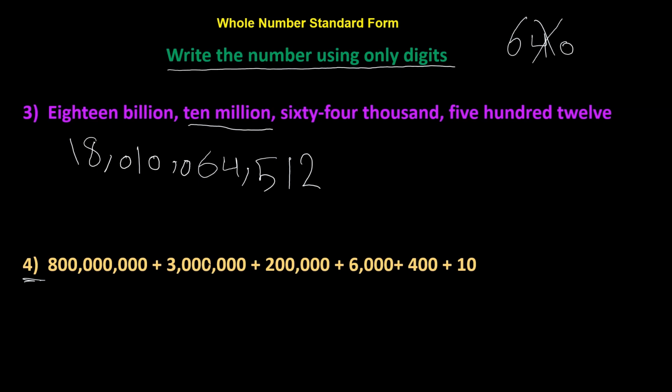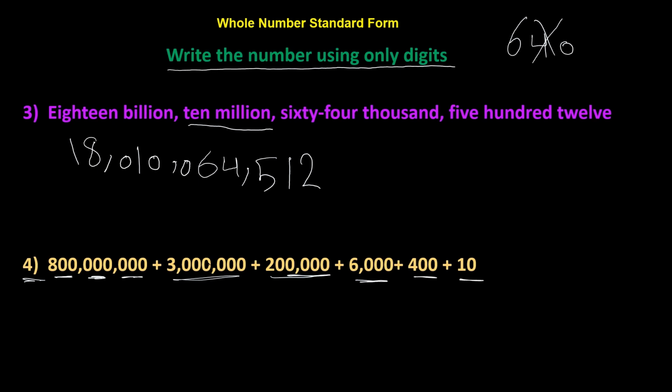Let's go to last question here, number 4. This number is in expanded form, and you have to write it in standard form. That means you will collect this number. And let's check it. Here you have 800, yes, sure, it's 800 million. Why? Because here you have 3 periods. Inside each period you have 3 digits. This is period number 1 for units, this for thousands, and this for millions. Plus 800 million, then plus 3 million, plus 200,000, plus 6,000, plus 400, plus 10.